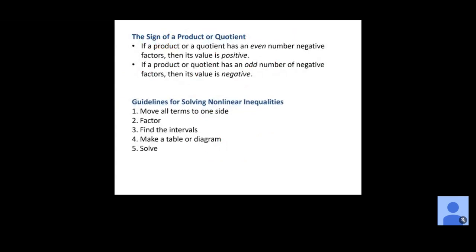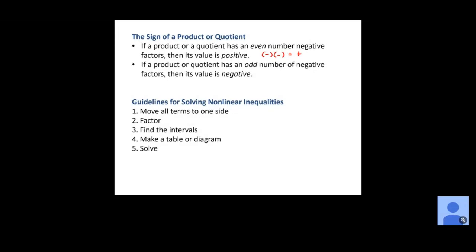All right, so the sign of a product or a quotient. If a product or a quotient, meaning multiplication or division, has an even number of negative factors, then the value is going to be positive. Right? And so you can think of it this way: if I multiply a negative times a negative, that's going to be equal to a positive, and that's an even number of negatives. I have 2 negatives there. That's always going to give you a positive. Same thing if I had 4 negatives, that would still give me a positive. If I had 6 negatives, it's still going to be positive.